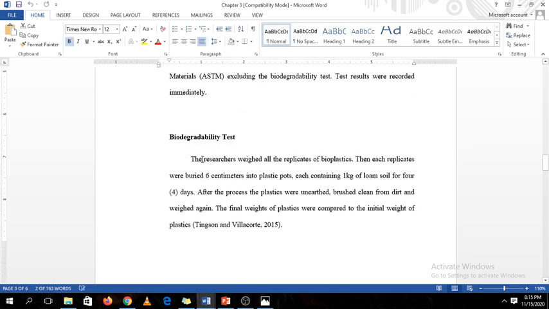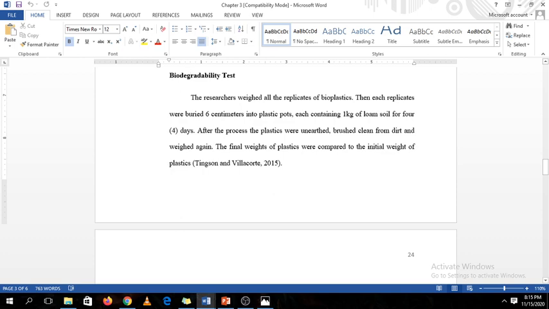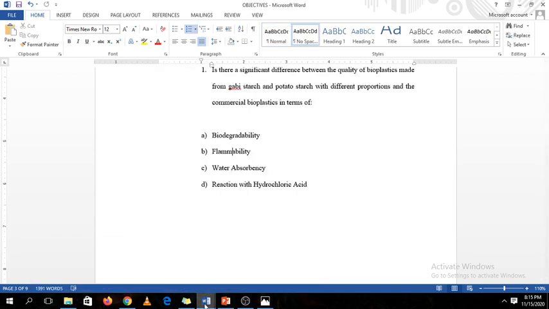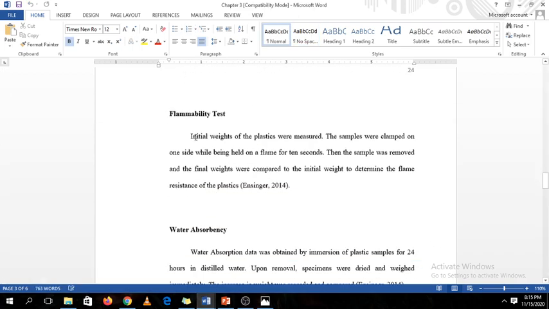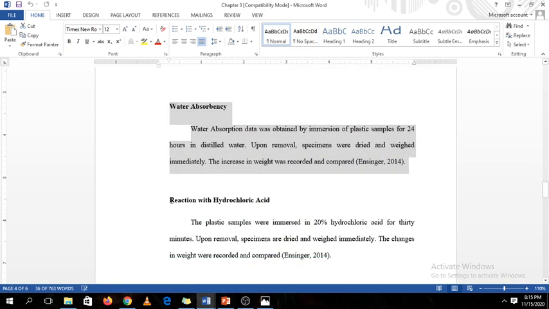Biodegradability test. Paano mo i-conduct ang test? Then you cite your source. Di ba? Biodegradability test. Ari man di siya. None. What about flammability? Ari man di ang imong flammability test. Ari man di water absorbency. Then ari man di ang imong reaction with hydrochloric acid.